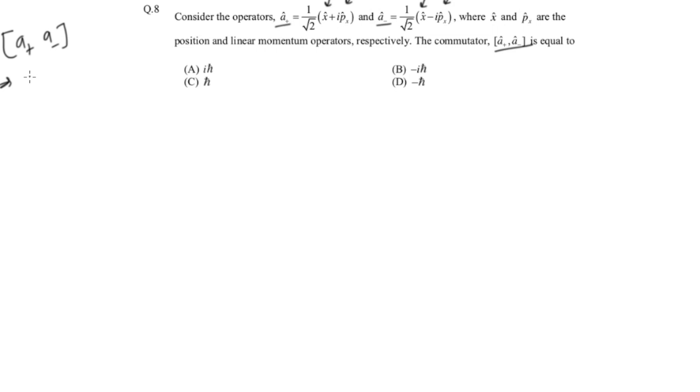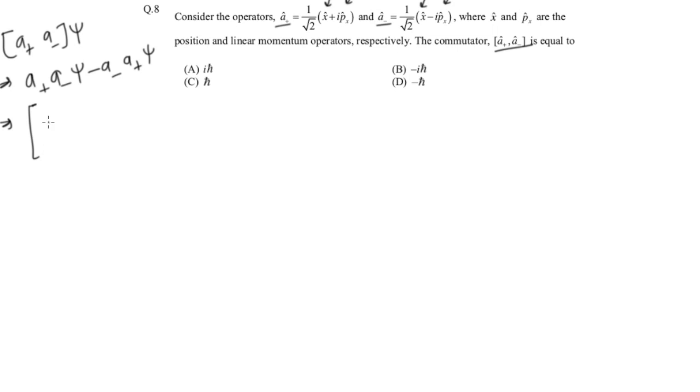So what will it be equal to? We know the formula for the commutator, so we will just apply it on a wave function, psi. So [A plus, A minus] psi equals A plus into A minus psi minus A minus into A plus psi. First we are operating with the operator A minus on psi, and secondly we will operate with A plus on psi. Okay, so we'll just put in all the values of A plus and A minus.